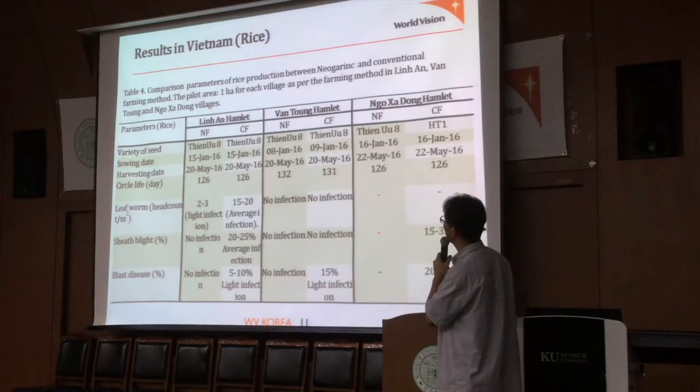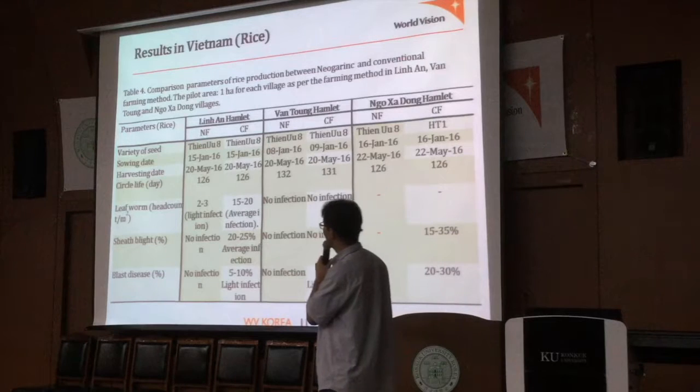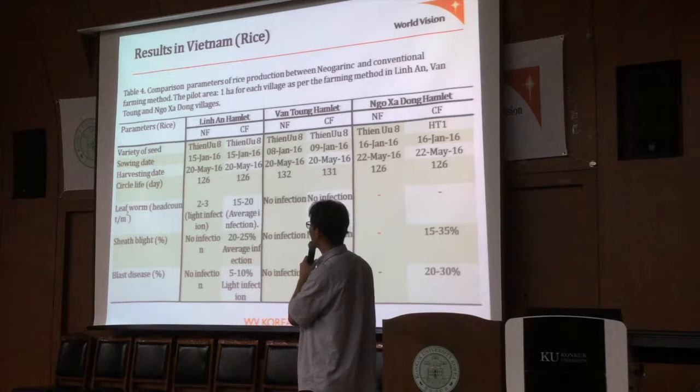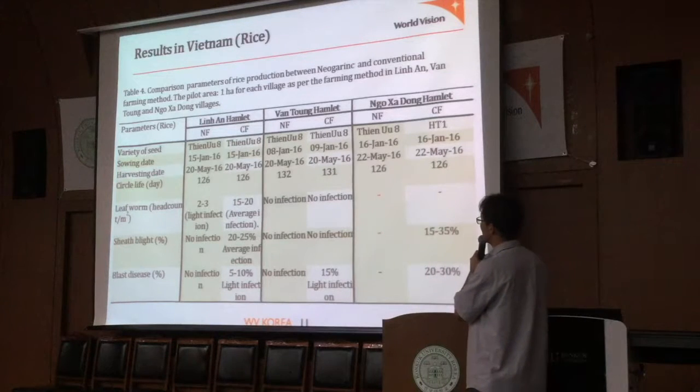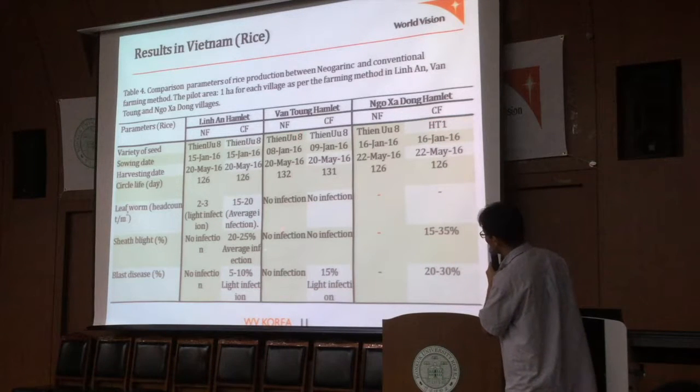This is the Vietnam case, the rice. We analyzed all the sectors. This is the variety of the seed, the sowing date, the harvesting date, the life cycle, also leaf worm. All of this was surveyed by the local government in Vietnam, not by the World Vision team. So they provided the data, and there are five different villages, but I just introduced three different villages: natural and conventional, natural, conventional. The variety is the same, but they used a different variety in some.